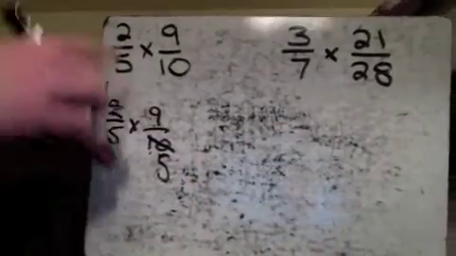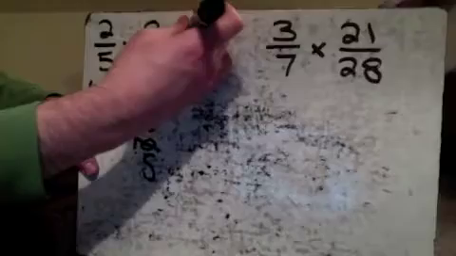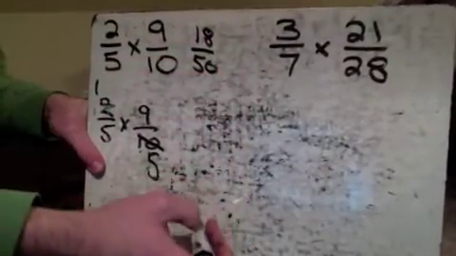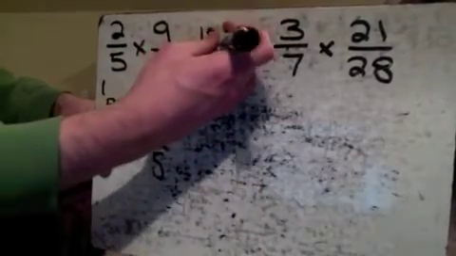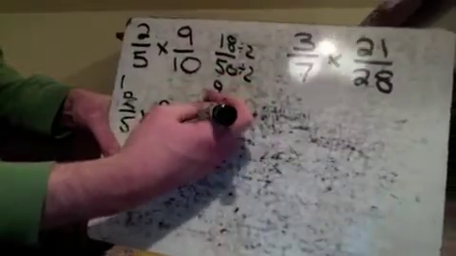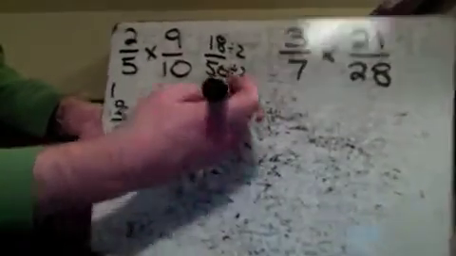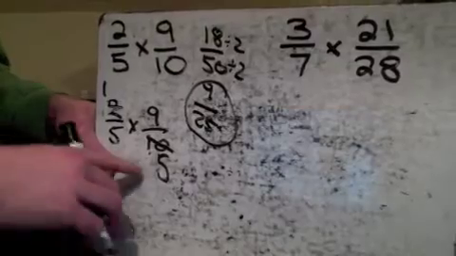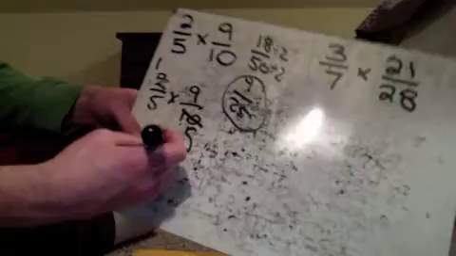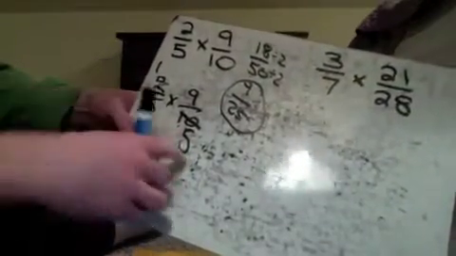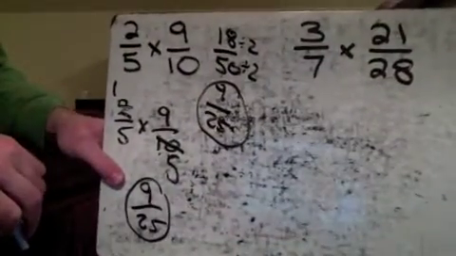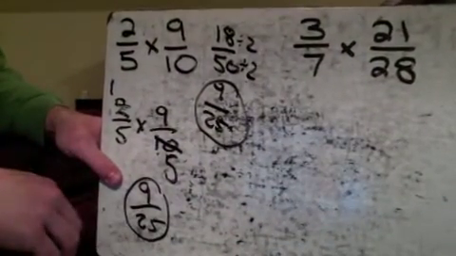So there's our new problem. Okay, so if I do this one up here, 2 times 9 is 18. 5 times 10 is 50. And then we'd probably want to reduce that. And if we divided by 2, that's going to be 9/25. There's your answer. Now down here, I did that cross division, and you'll notice that 1 times 9 is 9. 5 times 5 is 25. That's your answer right away without any reducing. So that's your answer to the first one.